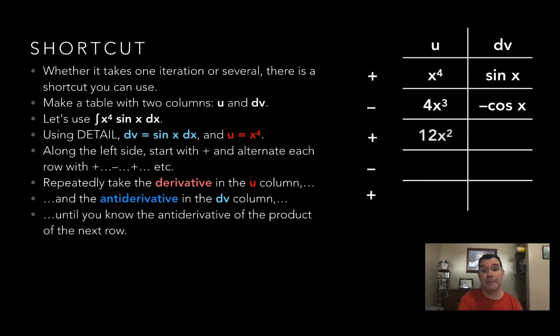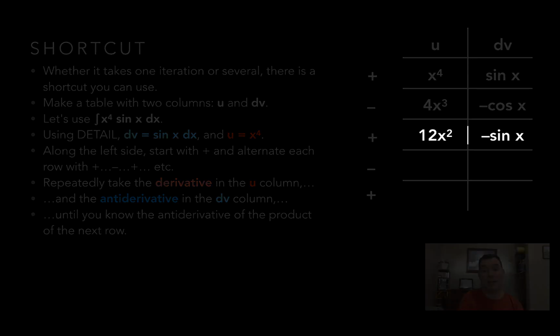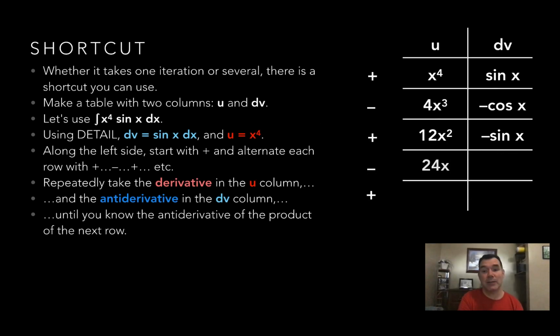So I keep going, and 4x to the third becomes 12x squared. Negative cosine x becomes negative sine x. I keep taking the derivative in the u column and the antiderivative in the dv column. So that's still not something I know. I don't know the antiderivative of 12x squared times negative sine x, so I keep going.